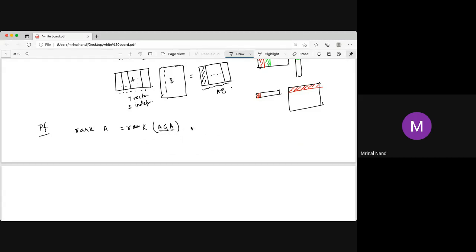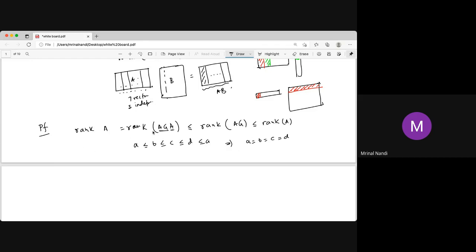So AG multiplied with A, the rank of AGA must be less than or equal to the rank of AG, because the rank of a product cannot be bigger. But again, the rank of AG is less than or equal to the rank of A. Now the rank of A is less than or equal to something, less than or equal to something, less than or equal to the rank of A. That means if A is less than or equal to B, less than or equal to C, less than or equal to D, less than or equal to A, then A, B, C, D are all equal. So that's it.